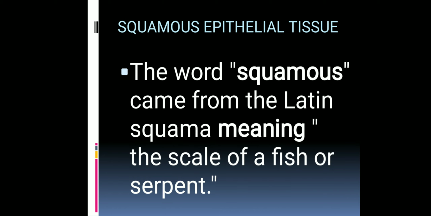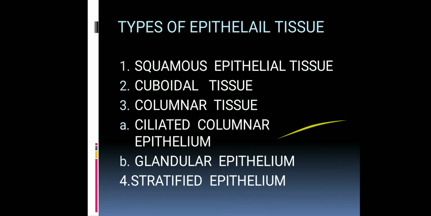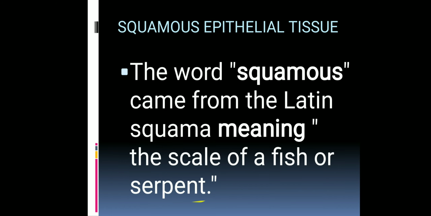First of all, the word squamous comes from a Latin term, squama, and squama means the scales of a fish or a serpent. Serpent means a snake. Scales of a fish or a serpent are present on the outermost layer of the body. So this epithelial tissue will form the outermost layer wherever it is present. That is why this epithelial tissue has got its name, squamous epithelial tissue.